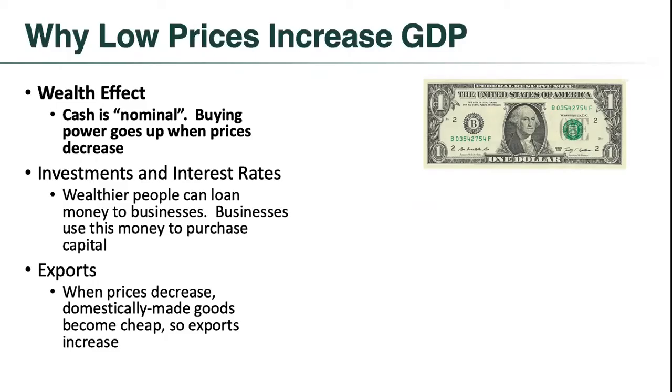This just means that liquid cash holdings are nominal, right? So basically, your buying power goes up if prices decrease and you're just holding that cash. If I have a $100 bill in my pocket and suddenly everything in the economy gets less expensive, now this $100 can buy me more things, right? It used to buy me a set of things, and now it buys me a bigger set of things only because prices have decreased. So that's one way that we're going to be able to do this.